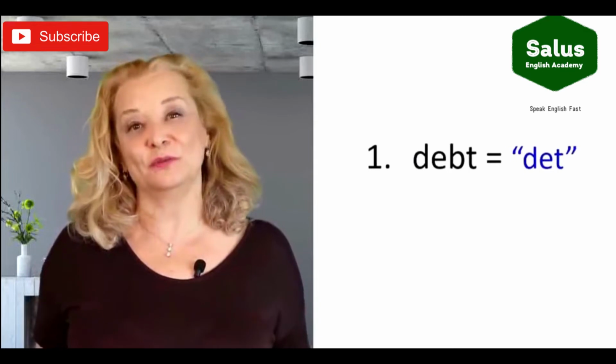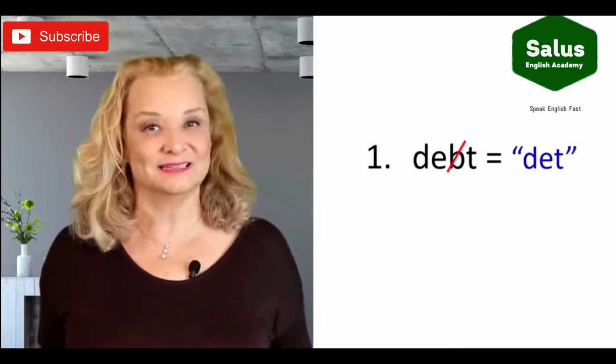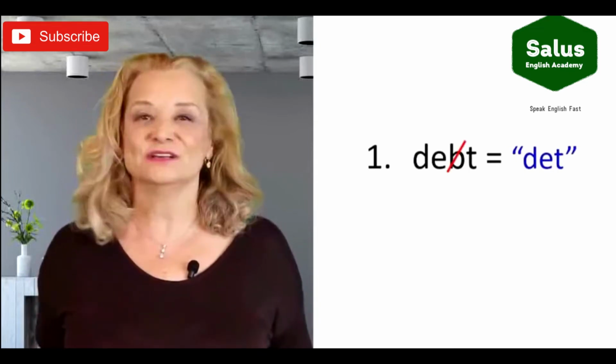The first word is debt. Did you know that the B is silent in the word debt? Debt. I think you understand this word. Debt. But that B is silent. They don't pronounce that B between E and T. Debt. Repeat after me. Debt. Debt. Okay, teacher Lisa, tell us.